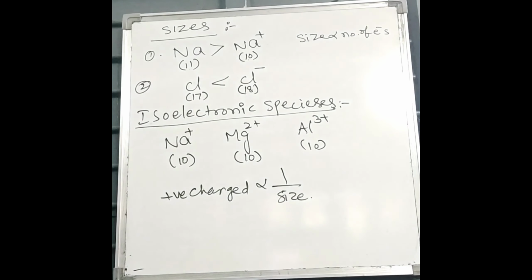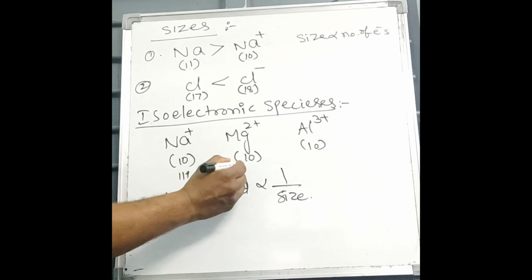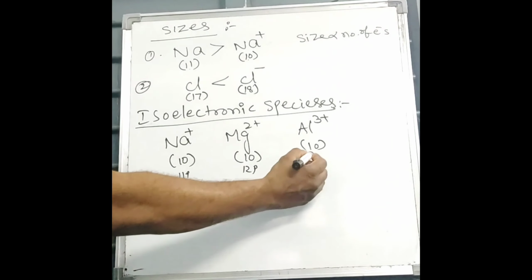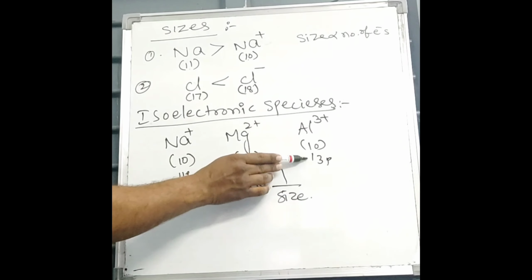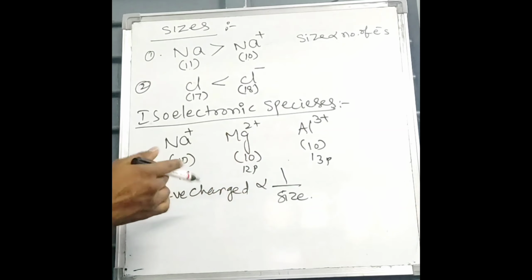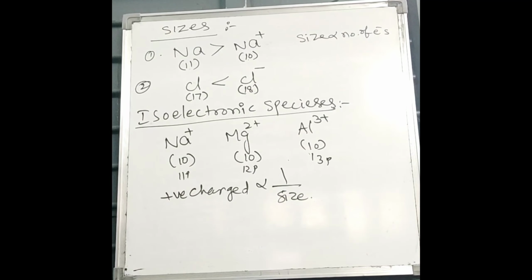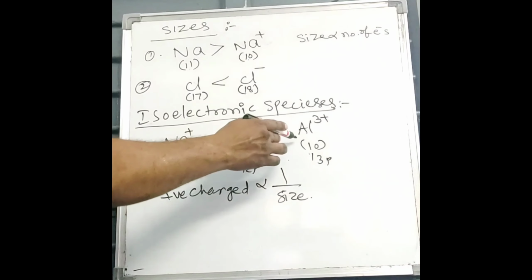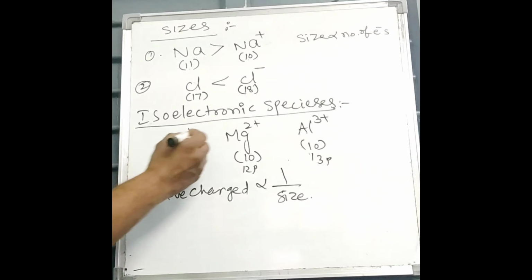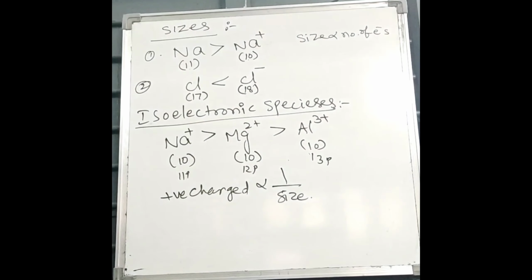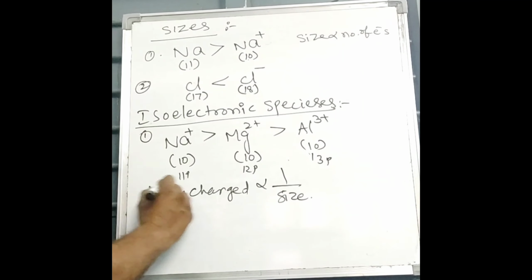The same number of electrons are present in these three species, but what happened here? 10 electrons are attracted by 11 protons, 10 electrons by 12 protons, and here 13 protons. Due to more effective nuclear charge, the size will contract. 10 electrons were attracted by 13 protons, so size rapidly decreases there. That is the reason why Na plus is greater in size than Mg2 plus, which is greater in size than Al3 plus.